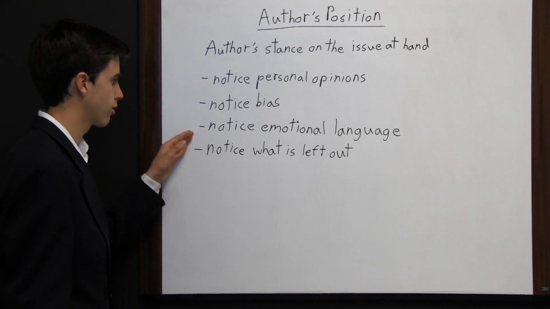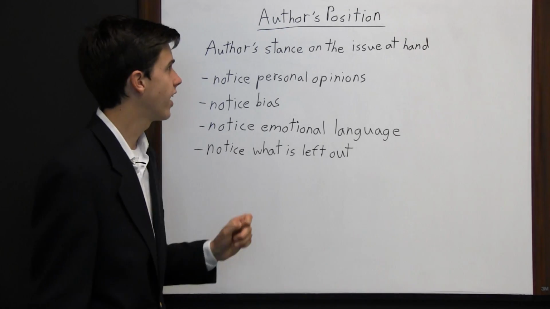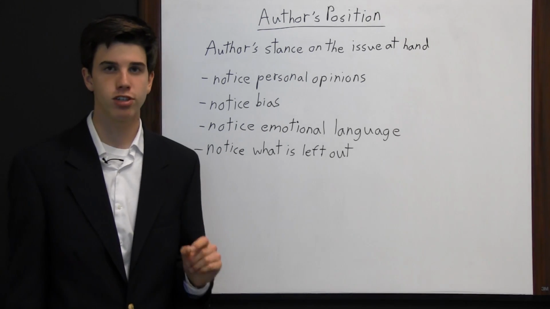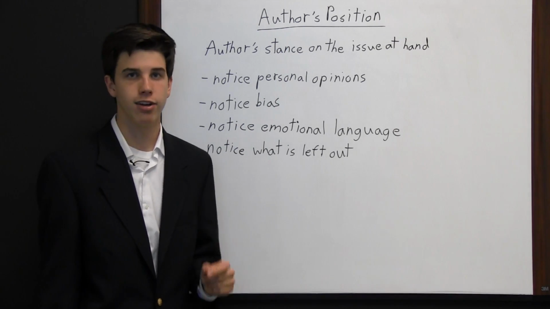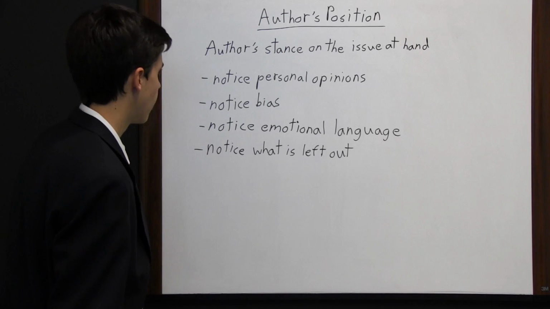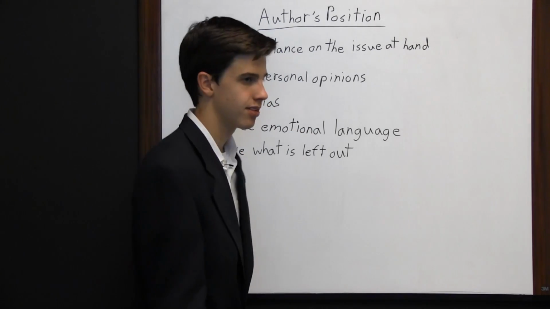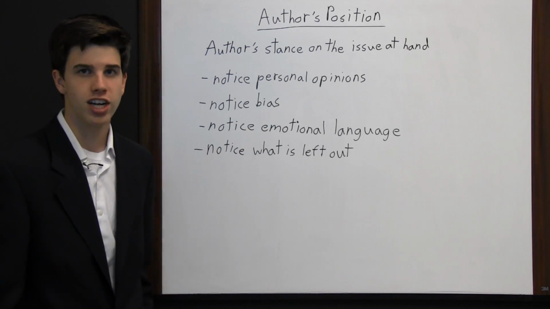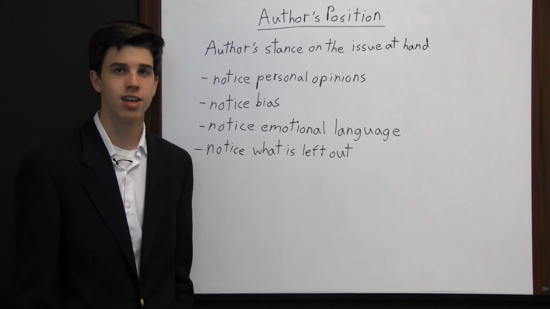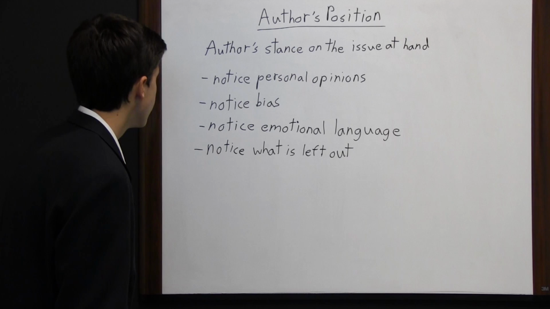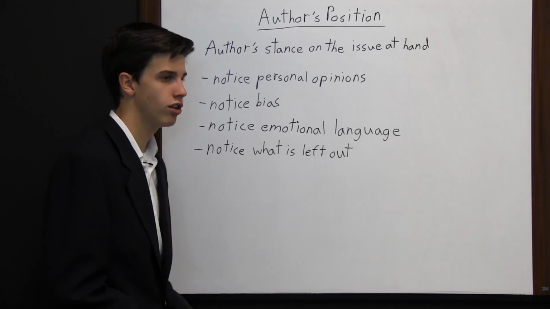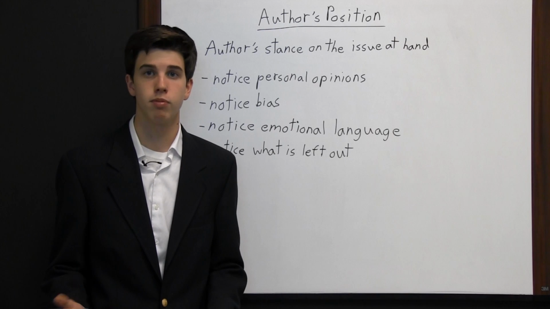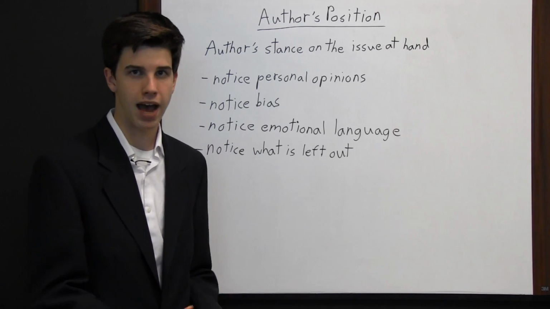So to help you find the author's position, you need to notice several things. Notice each point here starts with the word notice, because to find the author's position, you can't just sit back and have it come to you. You as the reader are going to have to be proactive and notice these things. So first of all, notice personal opinions. So this is basically noticing when someone is interjecting their own thoughts about something instead of actually putting fact in there. Notice bias. This is when someone words a sentence or a paragraph so that they portray something as being good or maybe portray something else as being bad.